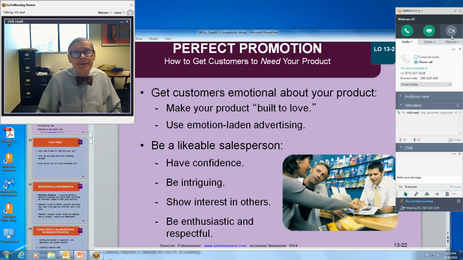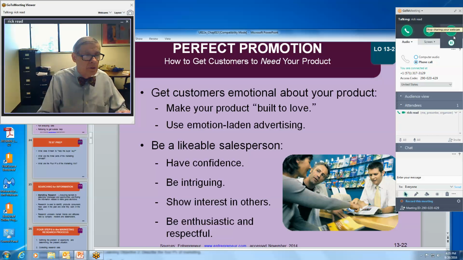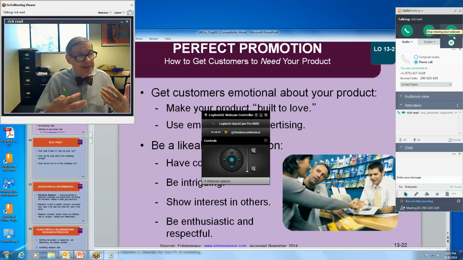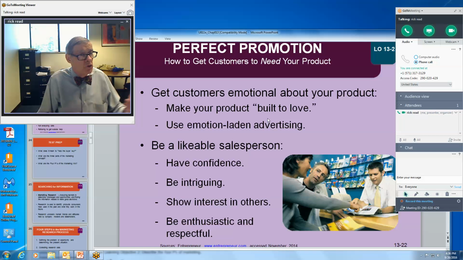Perfect promotion, I don't think there is such a thing, but we can use some of these things here and put them in our mind. And notice the thing here, use emotion-laden advertising. I don't know if you think that when you see advertising it connects to you on an emotional basis, but many people do. And I like to call that type of advertising something that's a grabber. It grabs your attention and it plays on a particular area of you, your emotions.